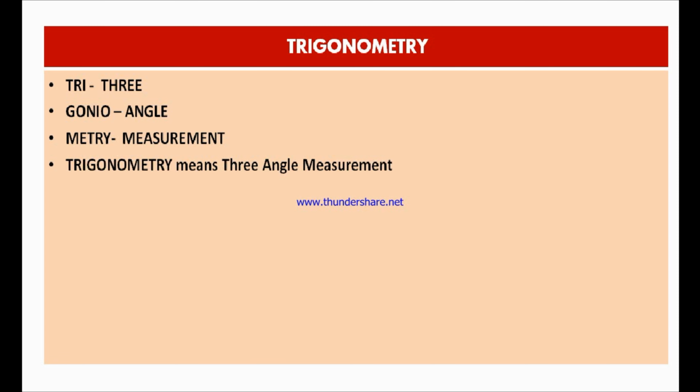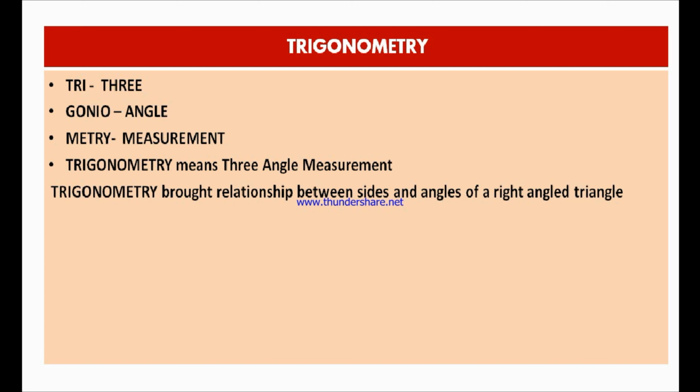Where can you find a three angle measurement? You can find three angle measurement in triangles. Therefore, trigonometry brought the relationship between sides and angles of a right angle triangle generally. Trigonometry is one of the important branches in the history of mathematics, and this concept is given by a Greek mathematician, Hipparchus.